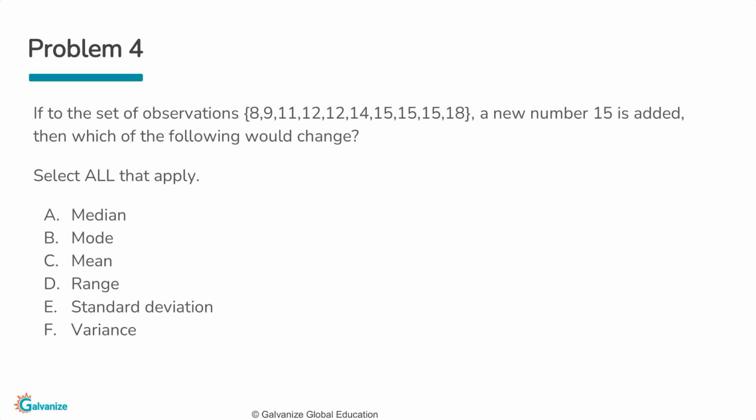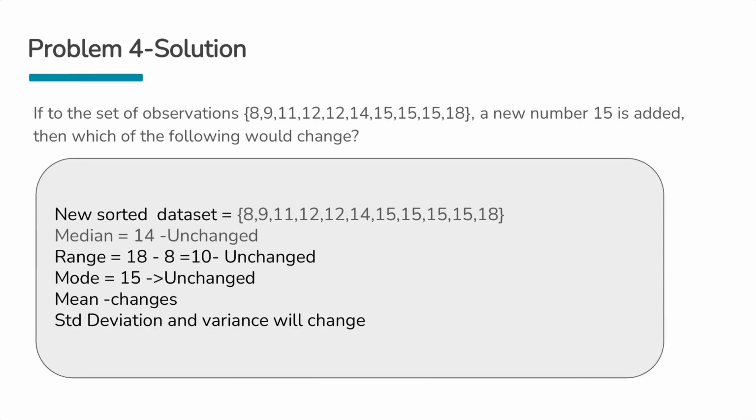So median, A, will change. C, mean will change. Since the mean changes, and standard deviation is how much the data set deviates from the mean, standard deviation will definitely change. Variance is nothing but the square of the standard deviation, so that will also definitely change. The answer has to be A, C, E, and F. Mohilan, you have got the right answer. Standard deviation and variance will change. The median was unchanged for this 14, but when you add one more element, it does change, and then everything else changes.